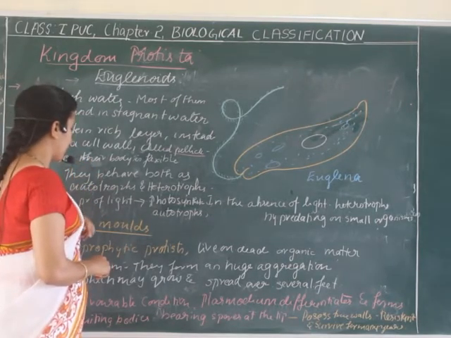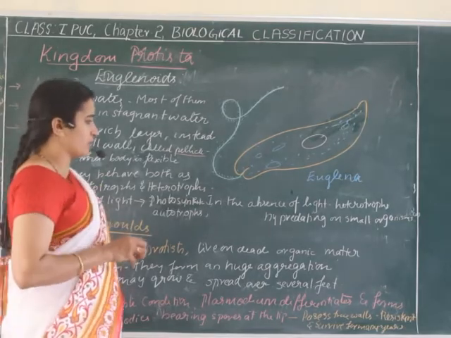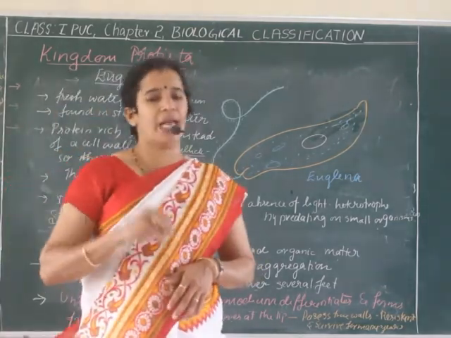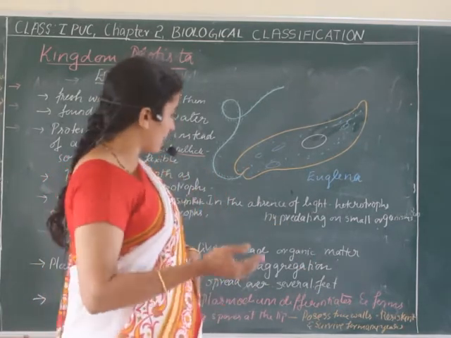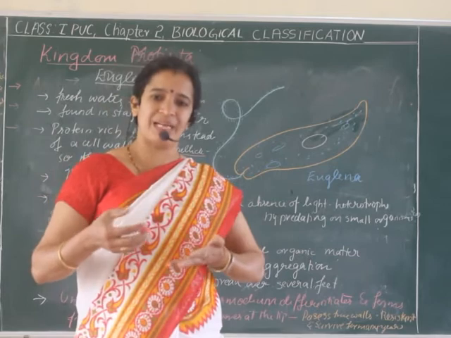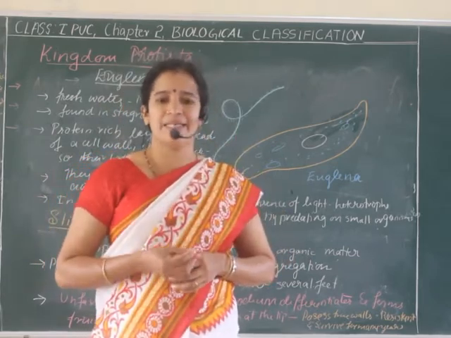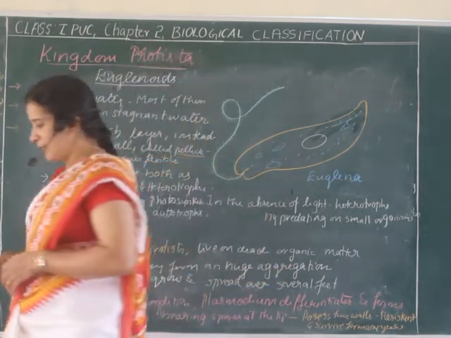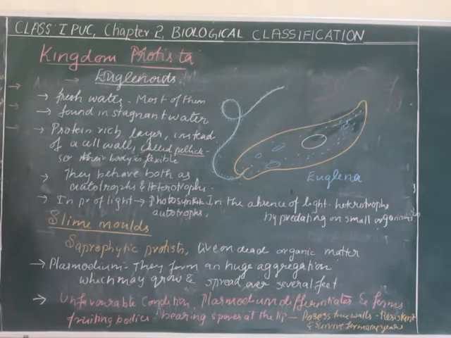Next we'll study their nature of nutrition. A very peculiar nature is that they can behave as autotrophs as well as heterotrophs. So they can behave as both plants and animals. That's why in the kingdom Protista, a photosynthetic protist may be a protist to one biologist and a plant to another.